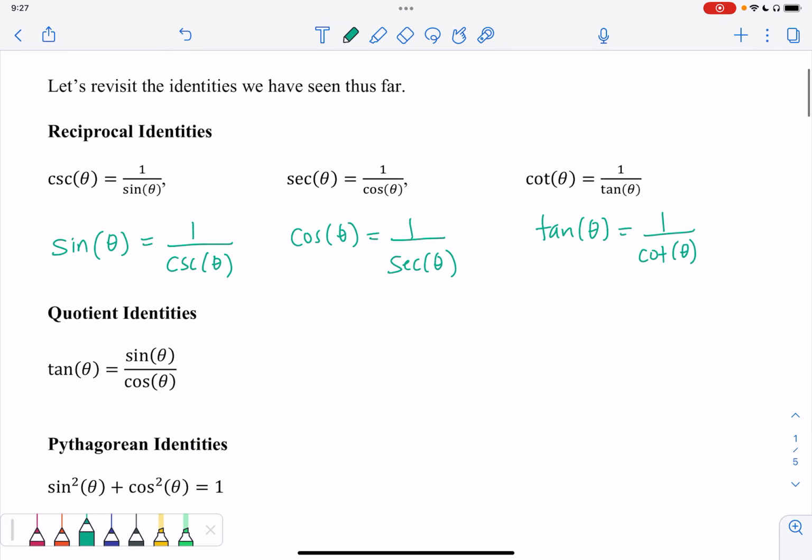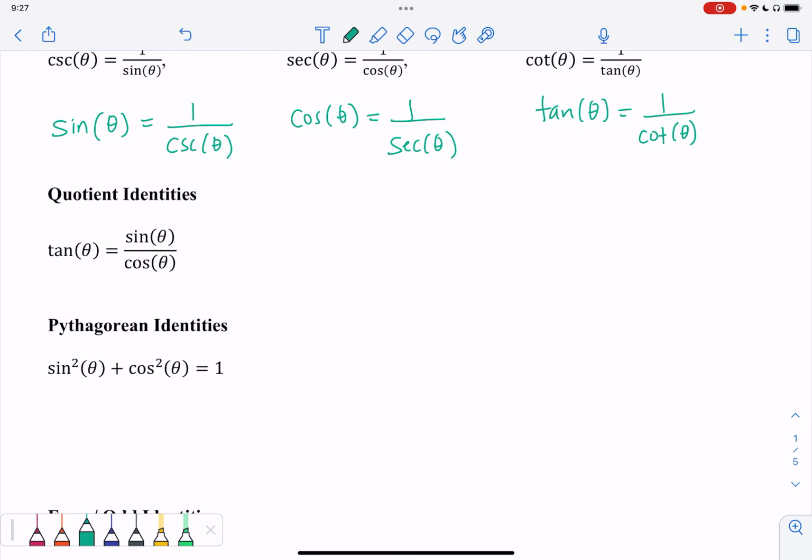Okay, great. Now let's look at quotient identities. Well, we have the main one, tangent of theta equals sine theta over cosine theta, but we can also think about cotan of theta as a quotient because tan theta and cotan theta are reciprocals of each other. So because of that, I know that I can look at tan theta as just sine over cosine. So cotan has to just be the flipped version of that. So it's going to start with cosine on top, cosine theta over sine theta.